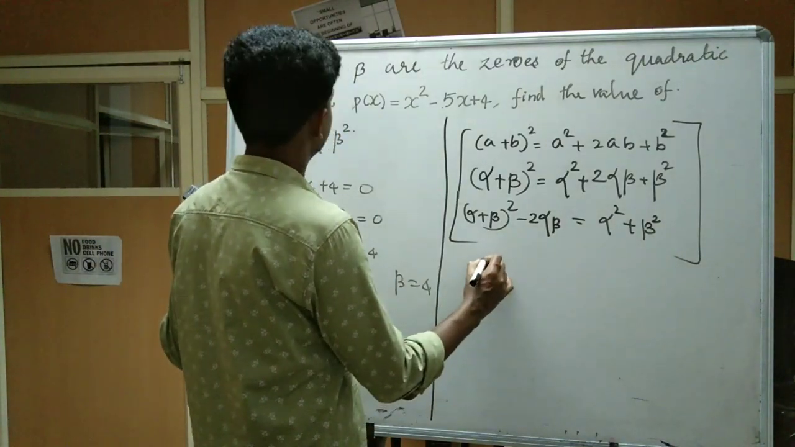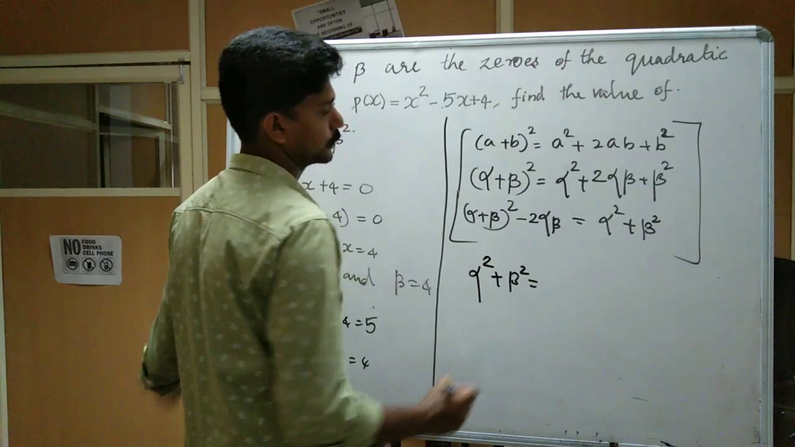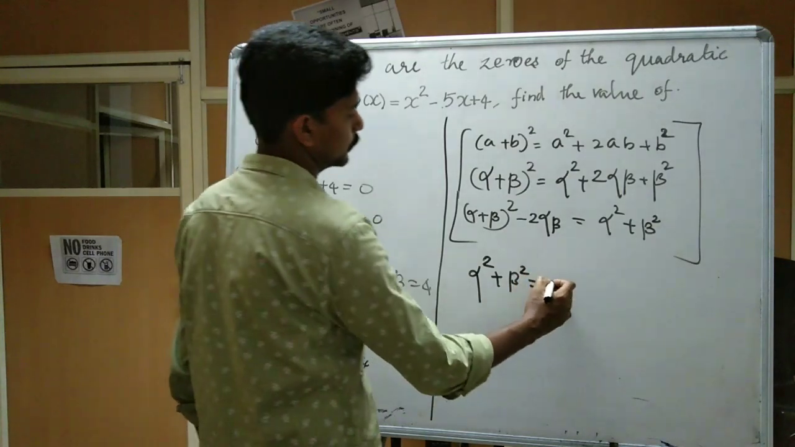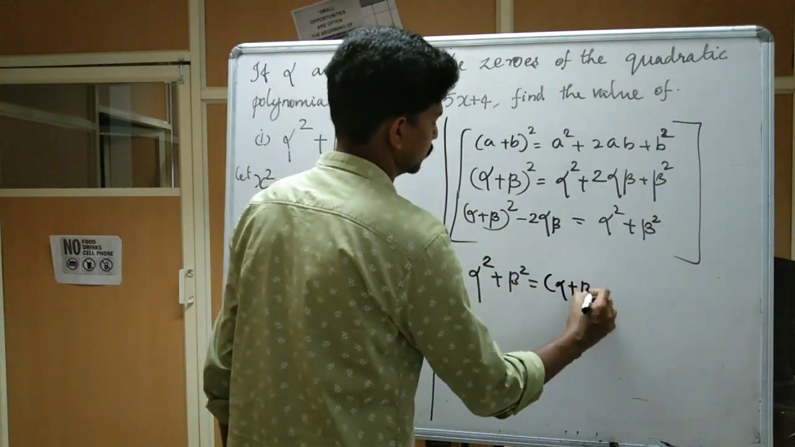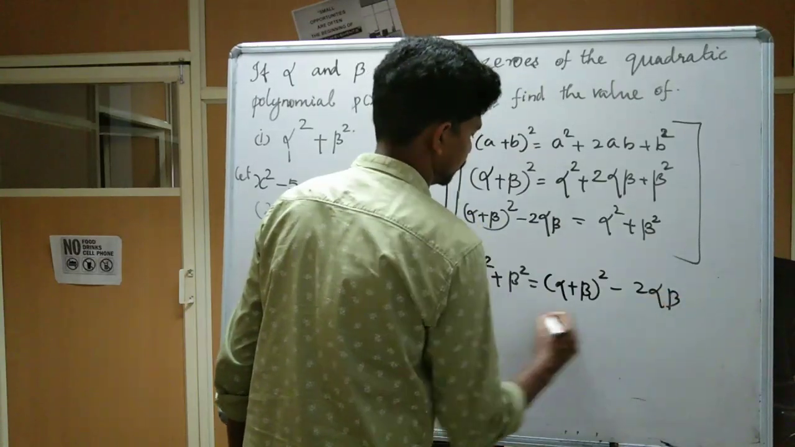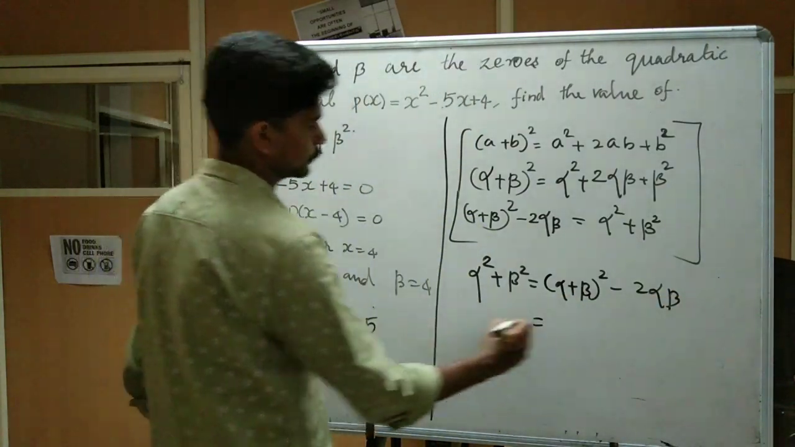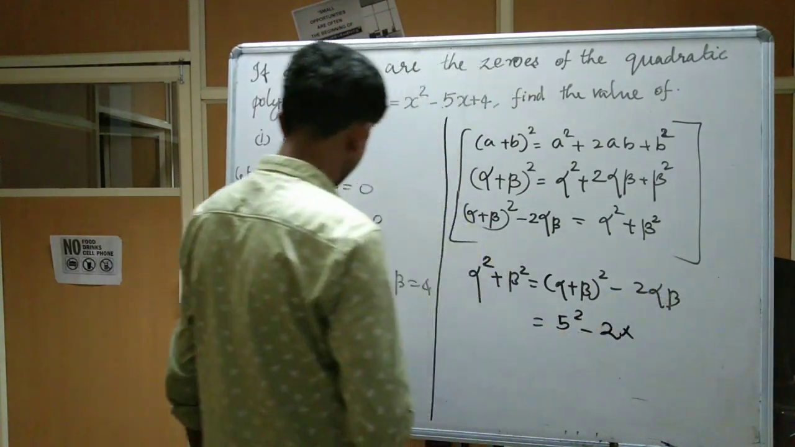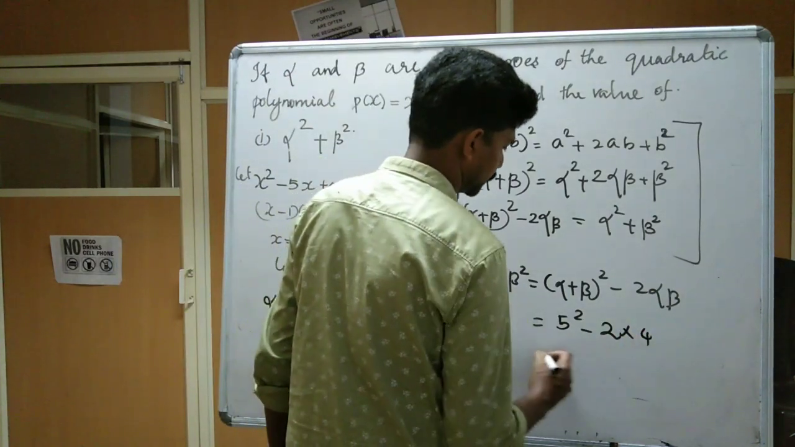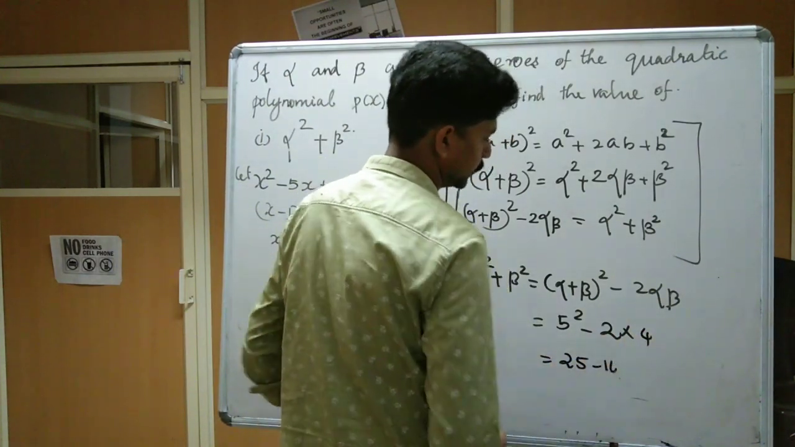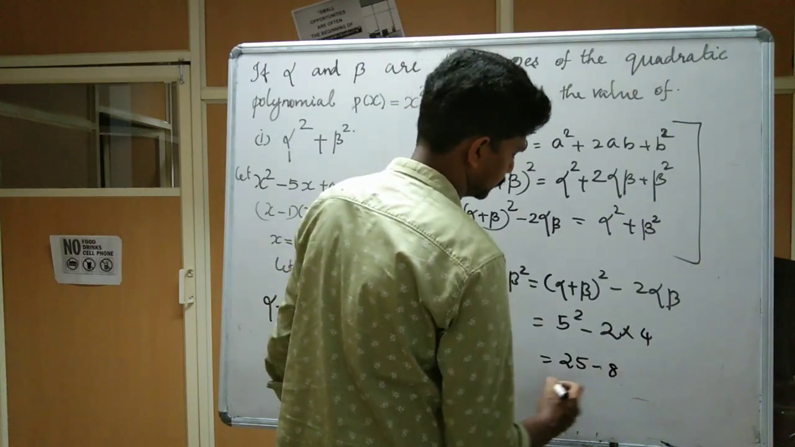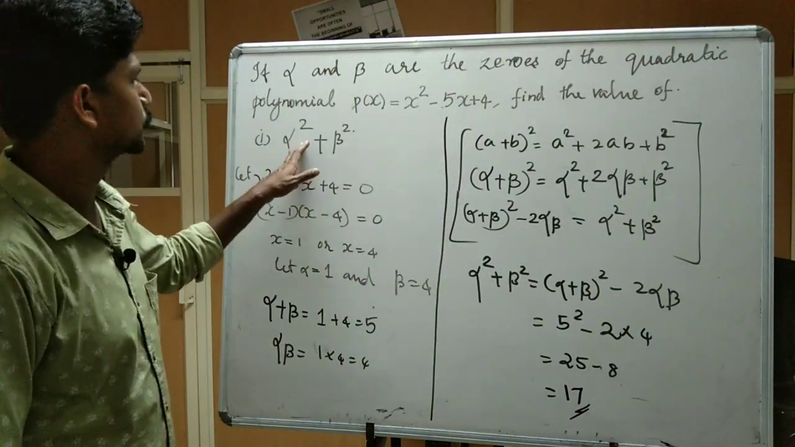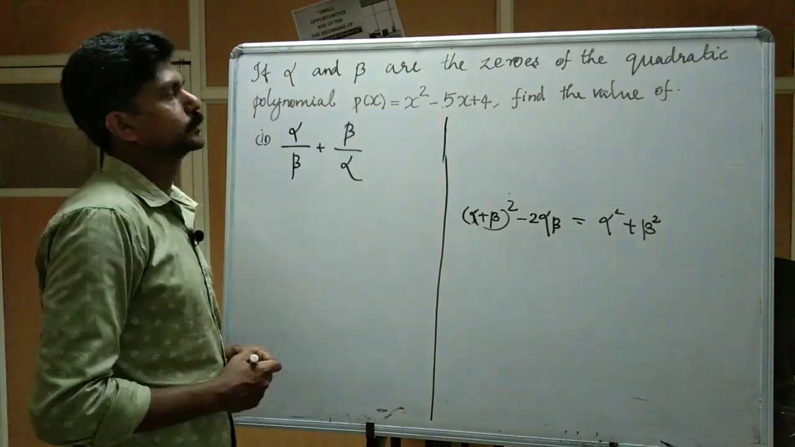So alpha square plus beta square is equal to alpha plus beta whole square minus 2 alpha beta. Alpha plus beta is 5, so 5 square minus 2 into alpha beta, that is 2 into 4. That is equal to 25 minus 8, which is 17. So the alpha square plus beta square value is 17.